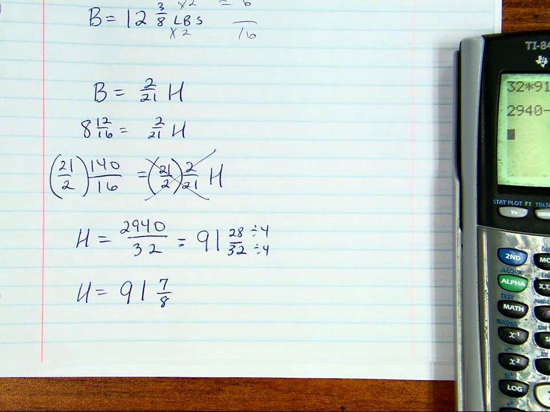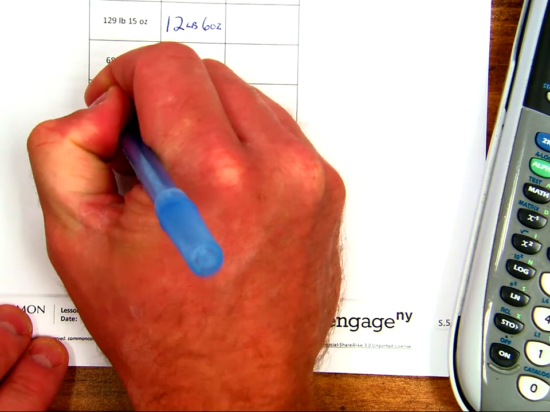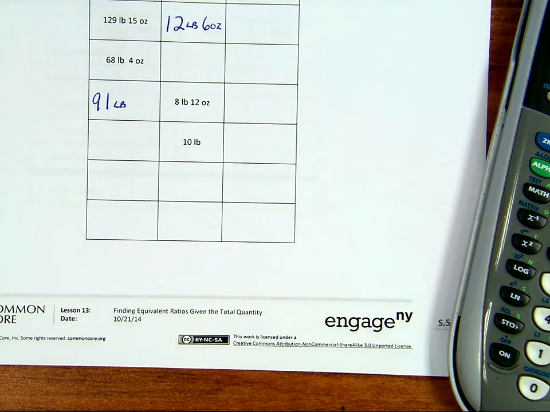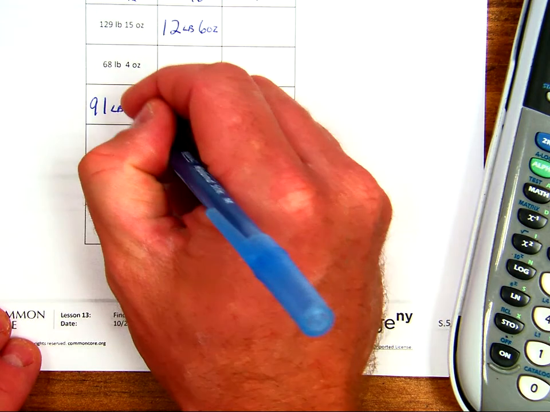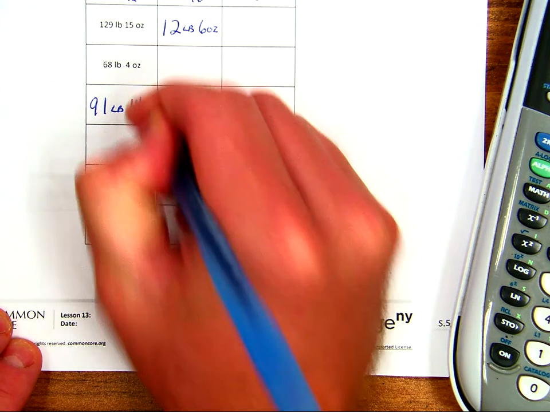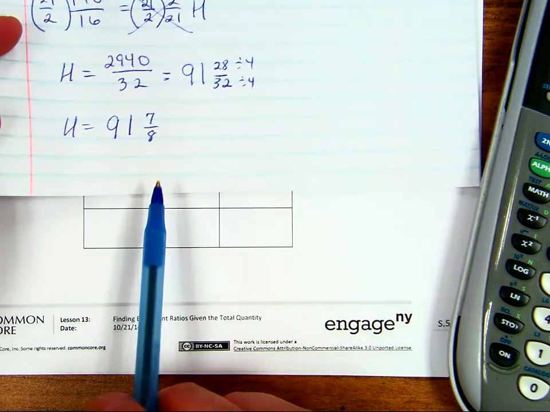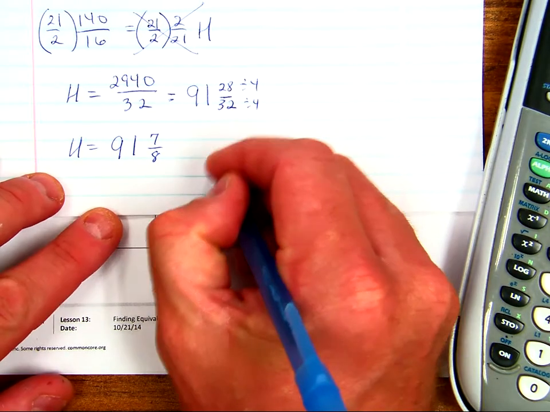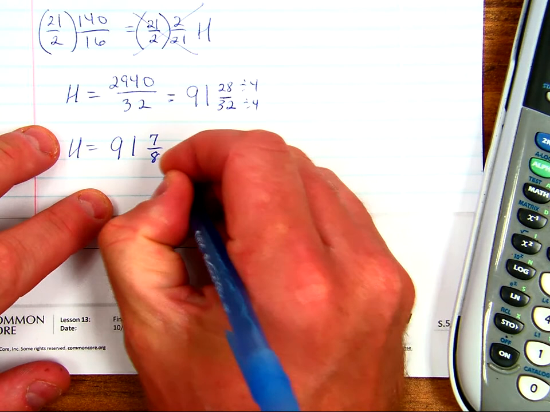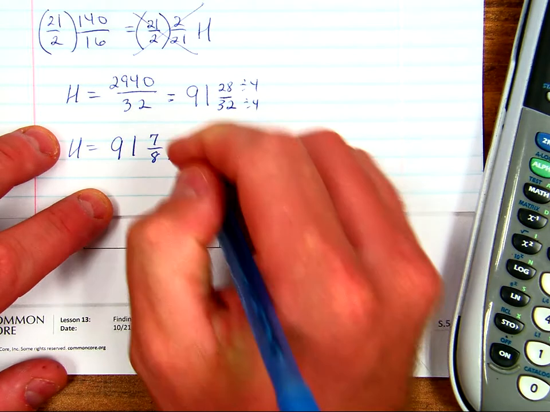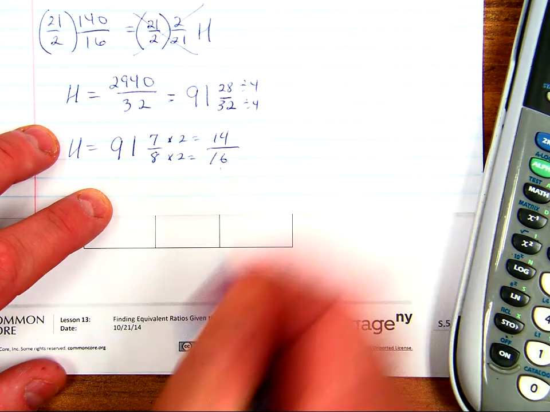So when we go to put this in, we write 91 pounds. And then 7/8 is how many ounces? 14 ounces. Now, for those of you that don't know how we got 14, just look up here. Remember that there's 16 ounces in a pound. So if I multiplied 8 by 2 to get 16, whatever I multiply the denominator by, I have to multiply the numerator by. So we get 14/16.